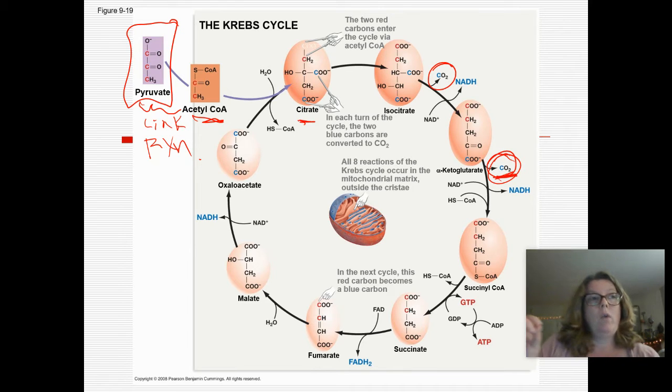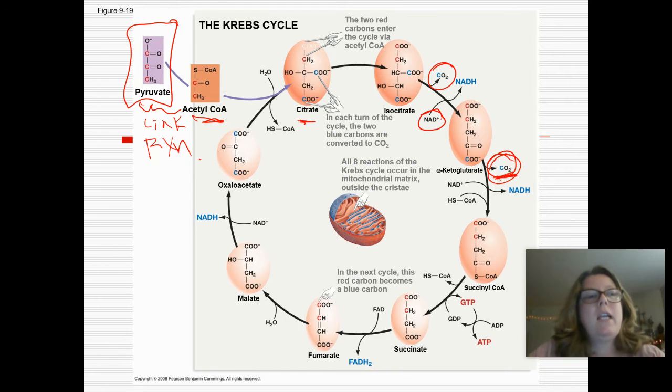But if oxygen is present, we do the link reaction and we go into the Krebs cycle, even though neither of those require oxygen in order to do them. Okay, so kind of strange thing about this. All right, so the key things to notice here are what's going in, and pay attention to the direction of the arrows because sometimes it's a little difficult.